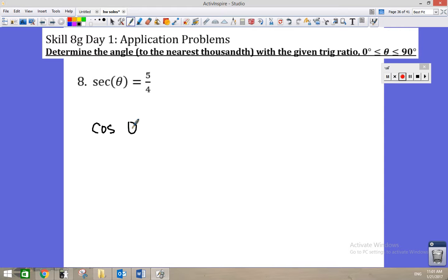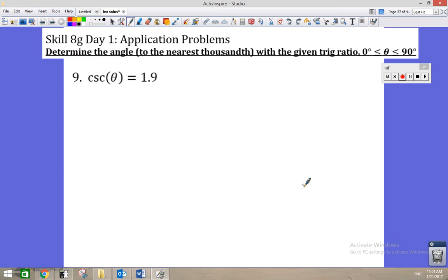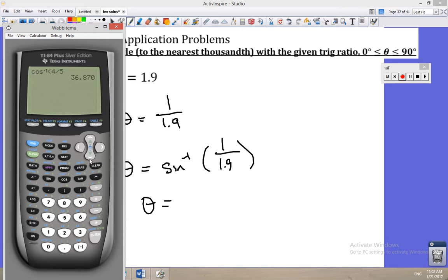Now again, I need to take the reciprocal and now use the inverse button on my calculator. And the inverse cosine of 4/5, 36.870 degrees. The cosecant is the reciprocal of sine. So I'll jump to the calculator and let it do the work for me. .757 degrees.